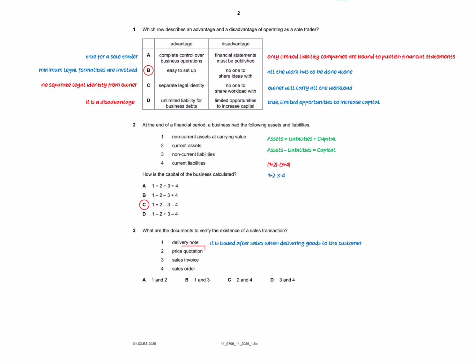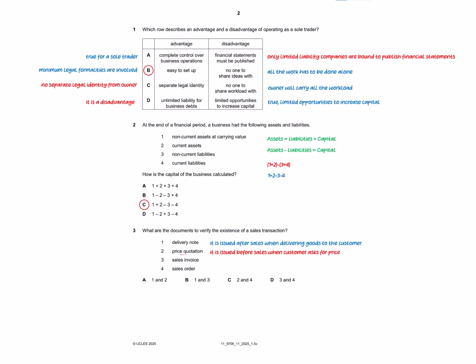Number 2, price quotation. This document is issued before the sale takes place, meaning the customer asked for the price of the product, then this document was issued. So this document does not support the existence of a sales transaction, right?